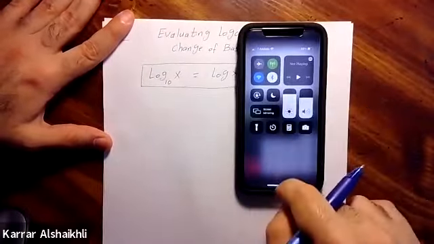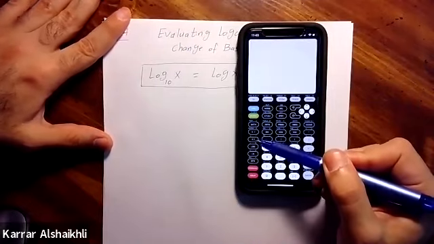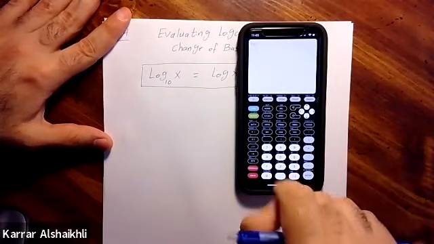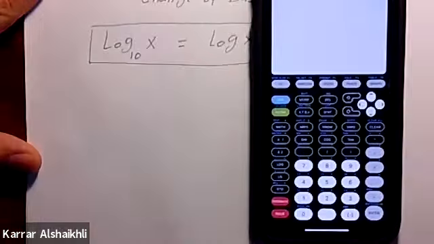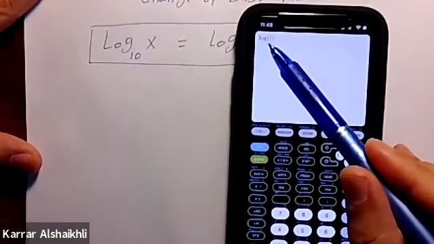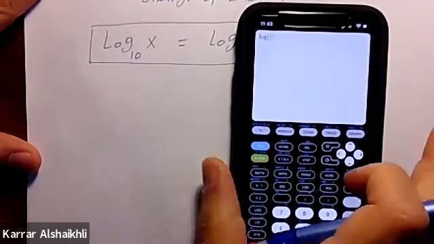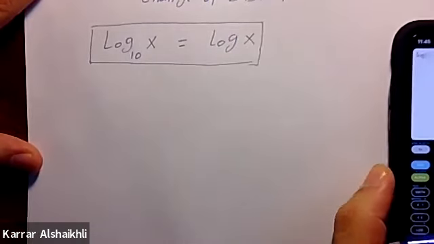Even if you check the calculator, you will see exactly the same thing. There is a log here by itself, without a base. When you press this one, it's going to be log by itself. That means the base here is already 10. So let's try to do an example.